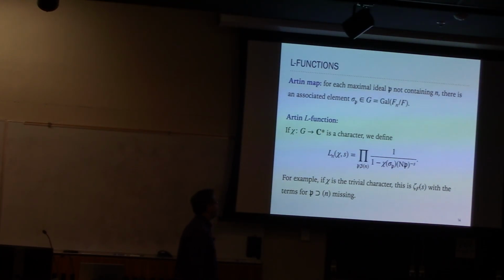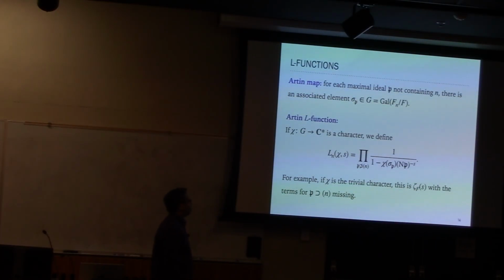So it turns out that for every maximal ideal that doesn't contain the integer n, when I'm thinking about Fn, for every maximal ideal that doesn't contain n, and it turns out there's only finitely many that do contain n. So if you take out those finitely many, there's a special element of the Galois group called the Frobenius, which is denoted as sigma sub p.